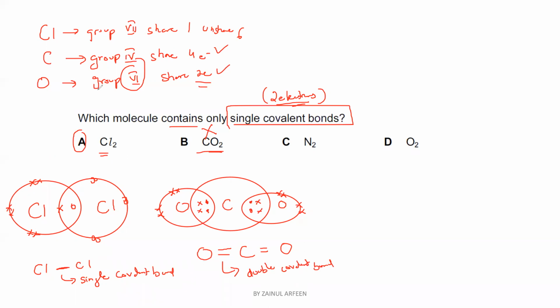Each oxygen belongs to group 6. So what does it mean? Each oxygen should share 2. Not the total of all oxygens. This is for each oxygen. One oxygen should share 2 electrons. So this oxygen shared 2 electrons from the left hand side, and the other oxygen also shares 2 electrons from the right hand side. So the total number of electrons is always for each atom. Is it clear?